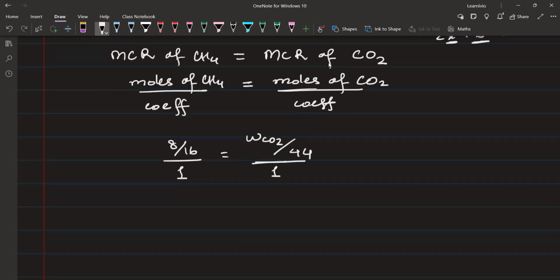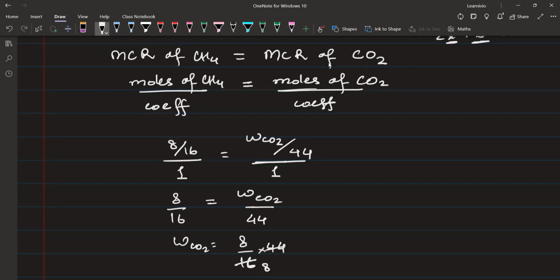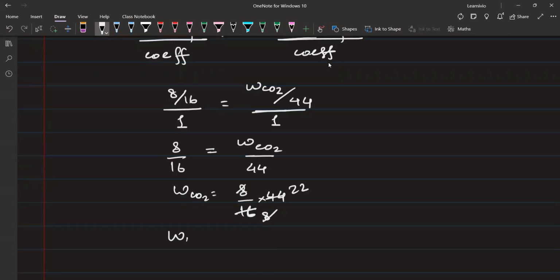Look, 8/16 is equal to mass of CO2 divided by 44. So mass of CO2 will be equal to what? 8/16 into 44. What do you think, guys? 8, 22, 8 and 8 will get cancelled and you will get mass of CO2 is equal to 22 grams.